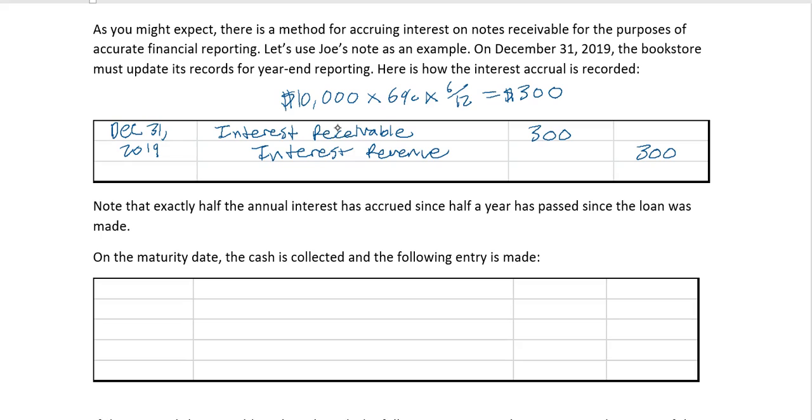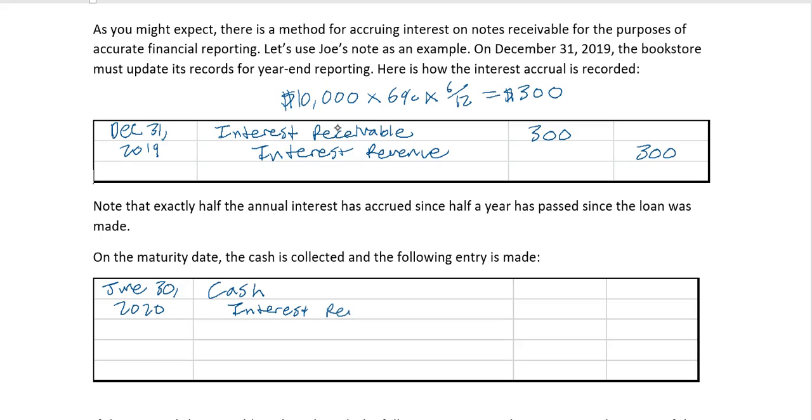Note that exactly half the annual interest has been accrued since half a year has passed since the loan was made. On the maturity date, the cash is collected and the following entry is made. So this was a 1-year note. So exactly 1 year after June 30th, 2019, this will be June 30th, 2020, we will collect the cash from Joe. So cash will be our debit. We will have interest revenue as our credit.